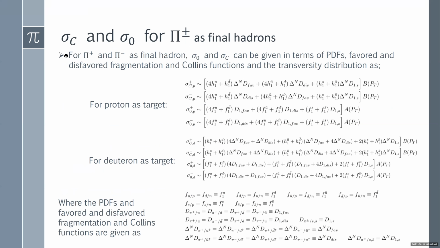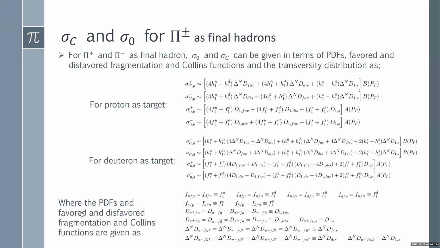So if we measure this pi plus pi minus as a final hadron, then the sigma 0 and the sigma c can be given in terms of the PDFs, favored and disfavored fragmentation functions, the Collins functions, and the transversity distribution as well. So for the proton as a target, the sigma 0 and the sigma c have this expression, and for the deuteron as the target, we have this expression for the sigma c and the sigma 0.